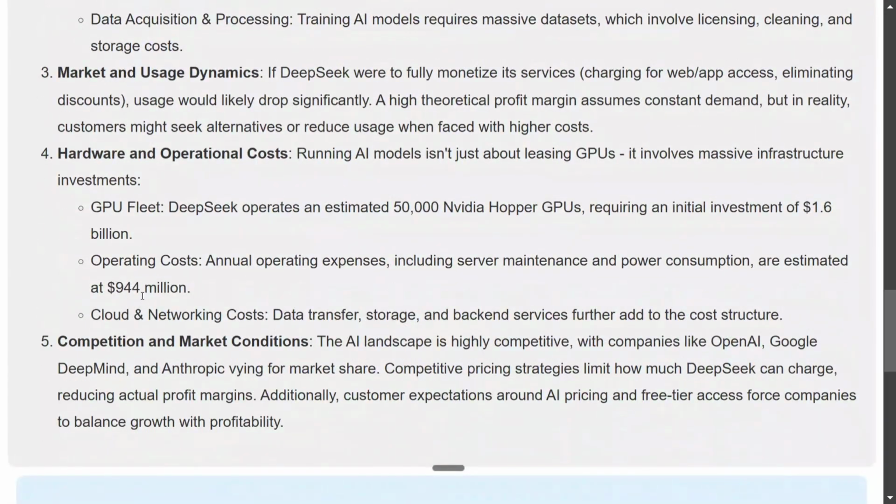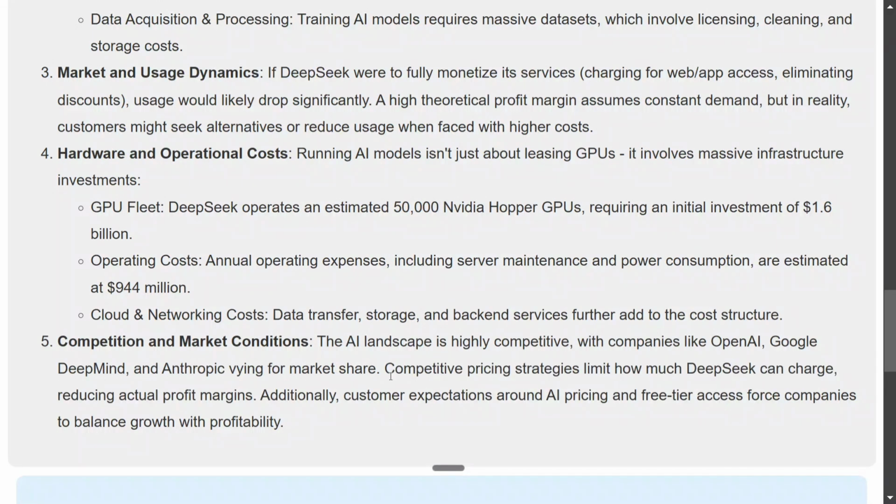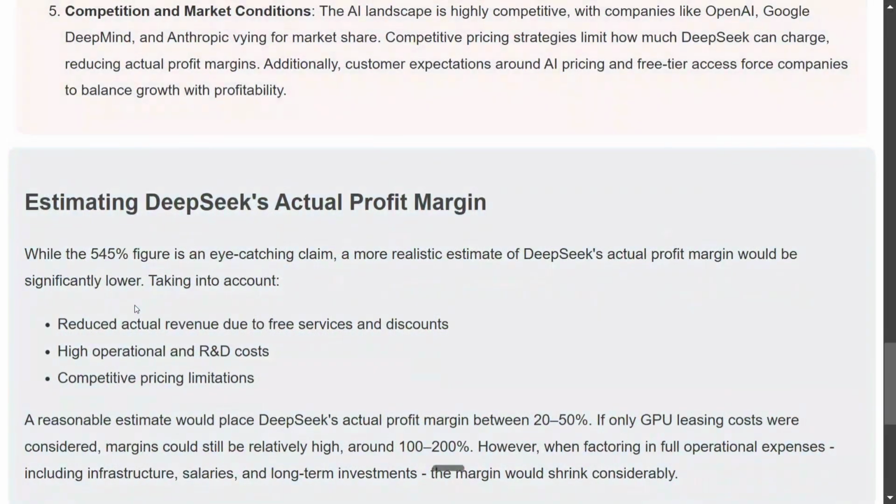Also, hardware cost does not involve just GPUs. It involves multiple things, massive infrastructure and investment. Operating costs, cloud and networking costs are there that they have completely ignored. Competition and market conditions: the AI landscape is highly competitive. Competitive price strategies limit how DeepSeek can charge. This is important. If tomorrow OpenAI changes their price, they might also need to. So there are multiple factors that the team has completely ignored.